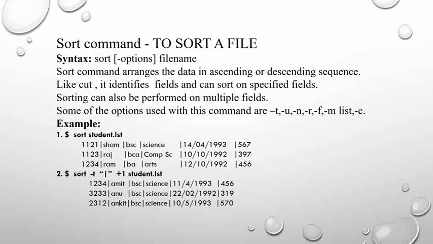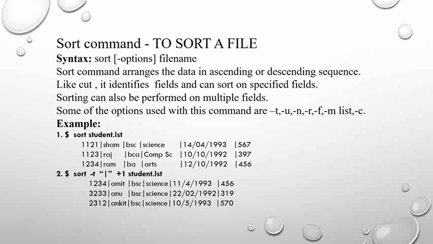Sort student.list. So I'm trying to sort the student.list file. And here I've shown only the first 3 lines of output of the student.list file. But the entire line is sorted as no options are given with the command.